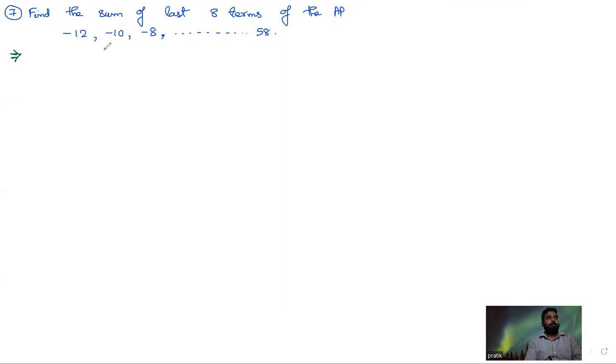With the AP given in this format, this is an increasing AP. How do I know it is an increasing AP? This is minus 12, minus 10, minus 8. So the values are nothing but increasing, coming to positive values. So to find the common difference, it is succeeding term minus the preceding term. So when you do this, common difference D turns out to be 2.